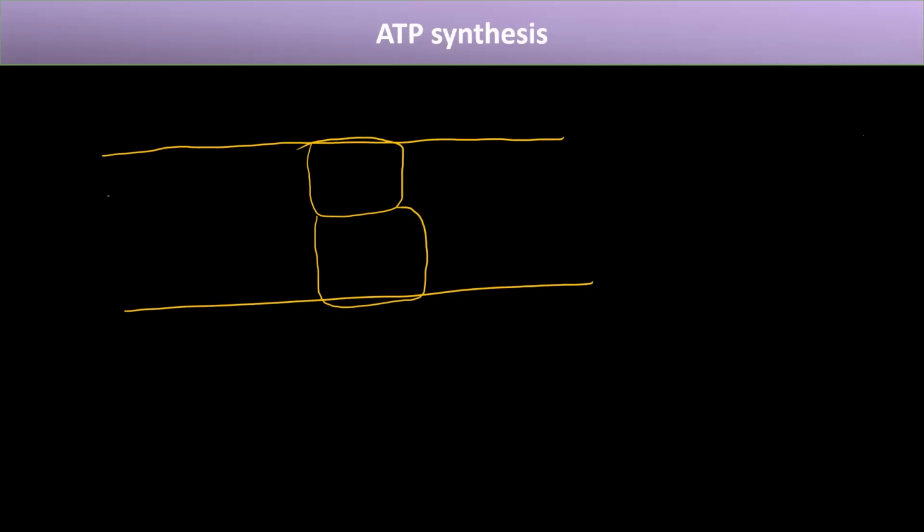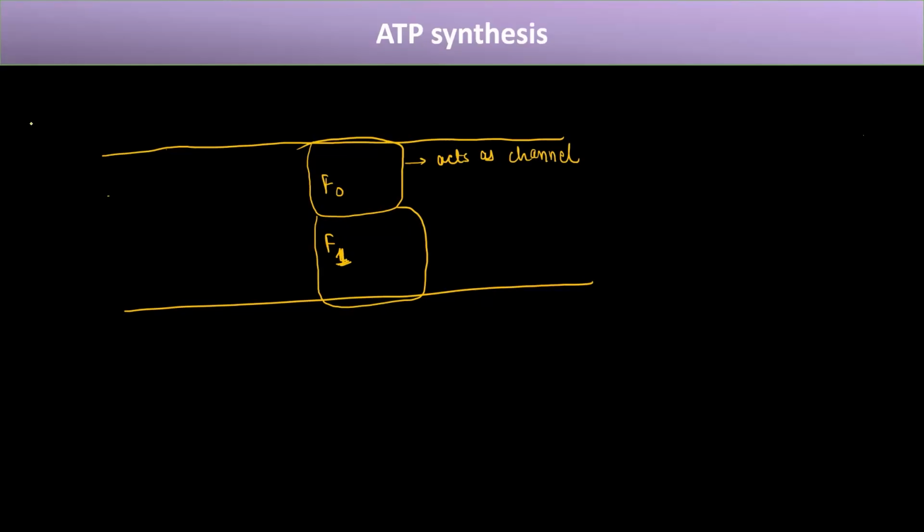Now, what does this fifth complex do? So it has two components. The one is known as F naught, and the second one is known as F1. And because of this, it is known as F naught F1 particle. Now this F naught particle acts as a channel. Now, what is a channel? The channel is simply a carrier that does not require any energy for the transportation of compounds across it. So this F naught acts as a channel.